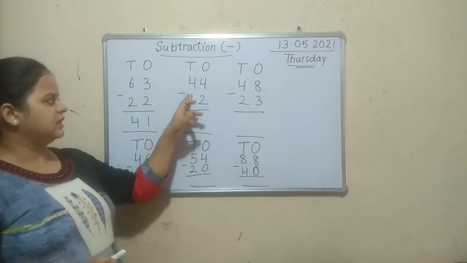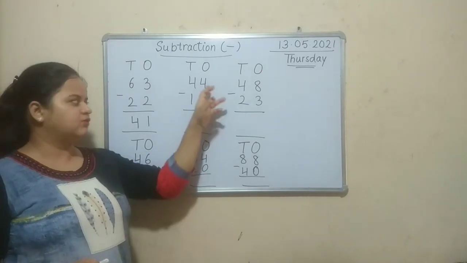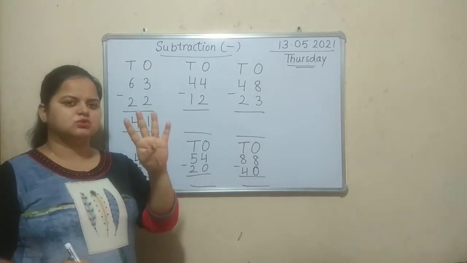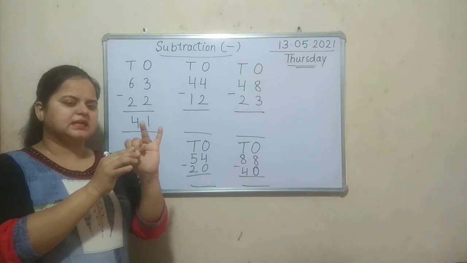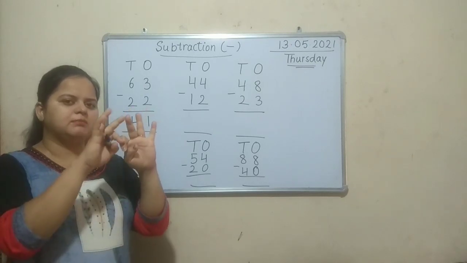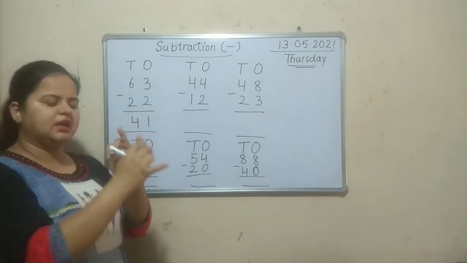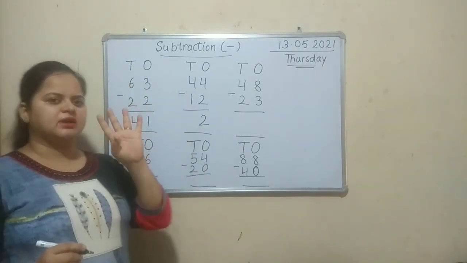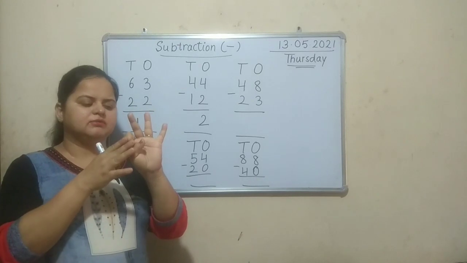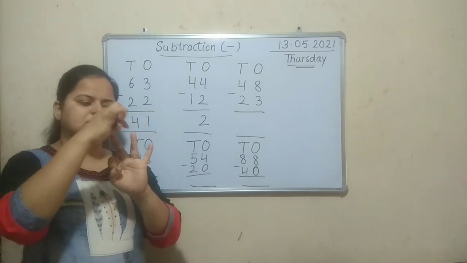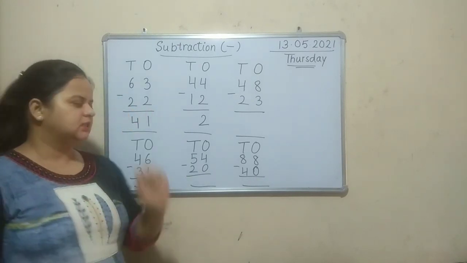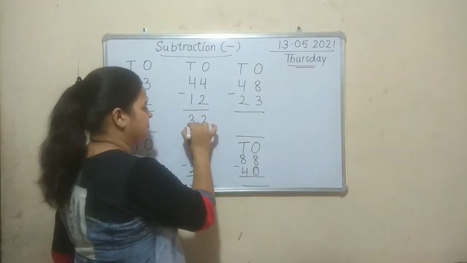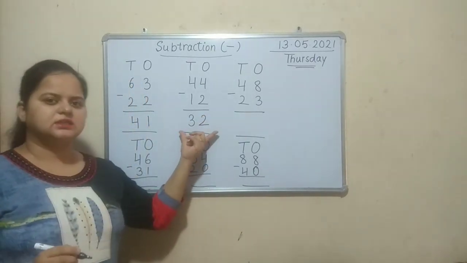Okay. The next is 44 and 12. 44 minus 2. 4 minus 2. 4 में से 2 फिंगर्स को हम क्लोज कर देंगे. Then we have the answer 2. 4 minus 1. Again 4 and close one finger. 1, 2, 3. How many? 3. So the answer is 32.